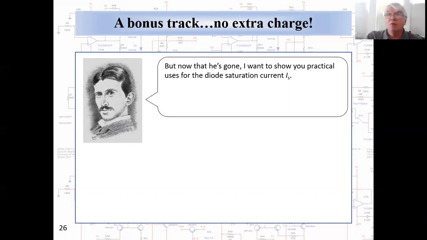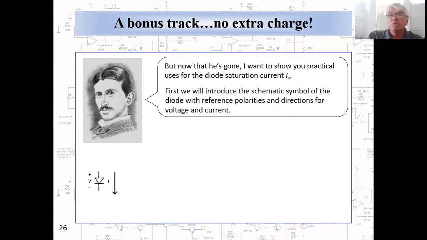He says, but now that he's gone, I want to show you some practical applications or implications of the diode saturation current I sub S. First, let's introduce the schematic symbol of the diode with reference polarities and directions for voltage and current. The two terminals of the diode are known as the anode, which is the P region, and the cathode, which is the N region. And we define the voltage across the diode as positive at the anode with respect to the cathode, and we define the current as positive if it enters the anode and leaves the cathode.